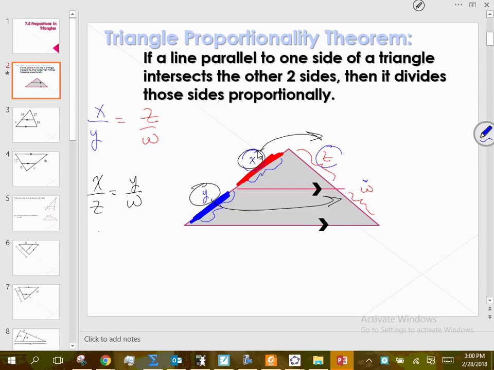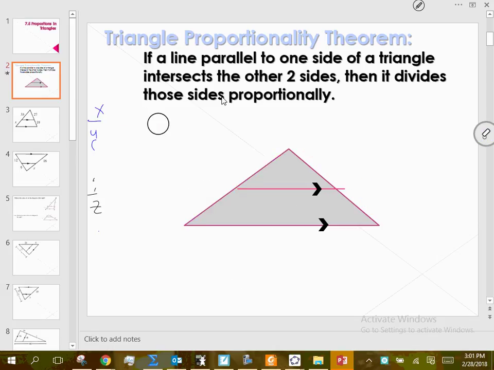So some of you might like the vertical alignment, X to Y and Z to W. Some might like the horizontal alignment, X to Z, Y to W. Any one of them is okay, because we know once we set up one of them, we can interchange means. That's a proportion property that exists, and we should still get a true proportion. All right, so let's prove this. Let's talk about why this happens this way.